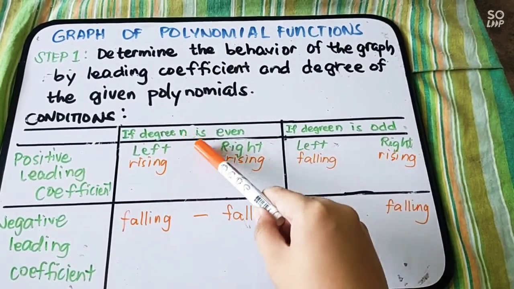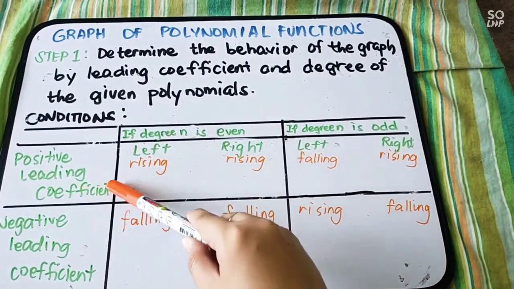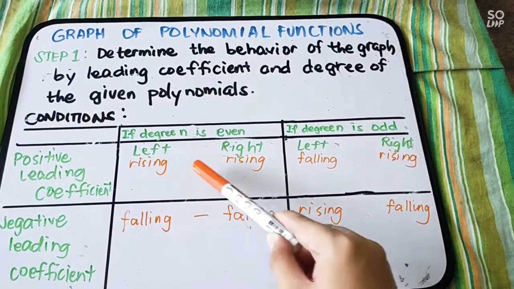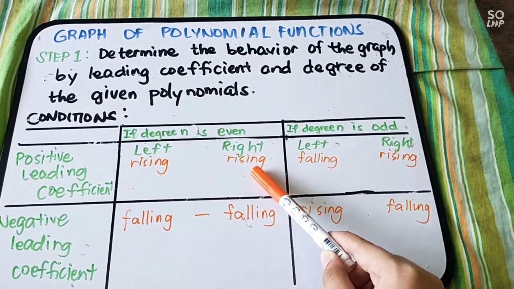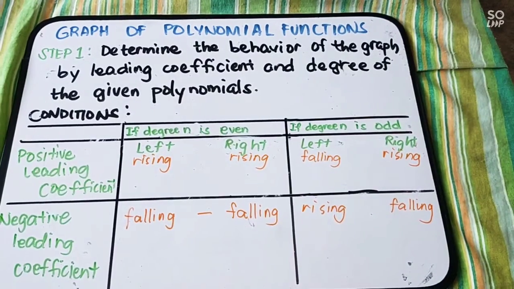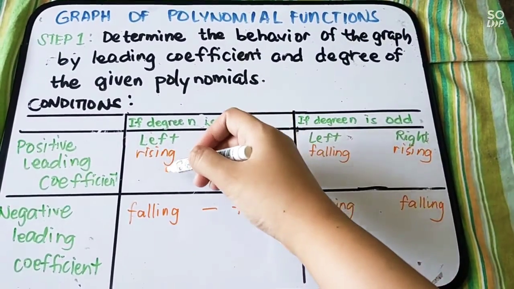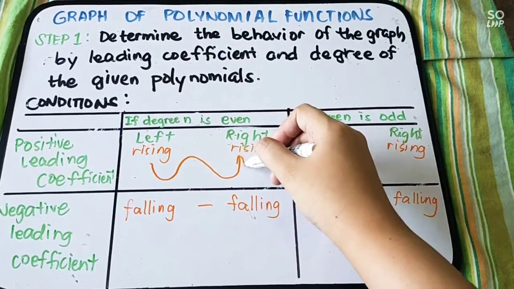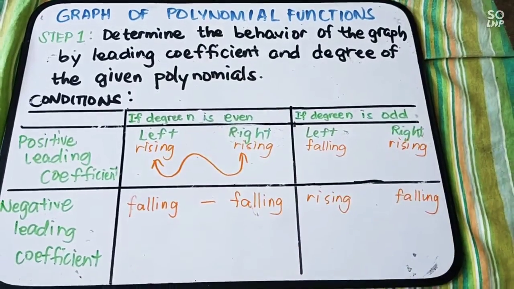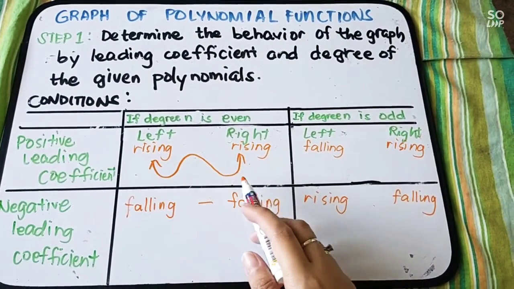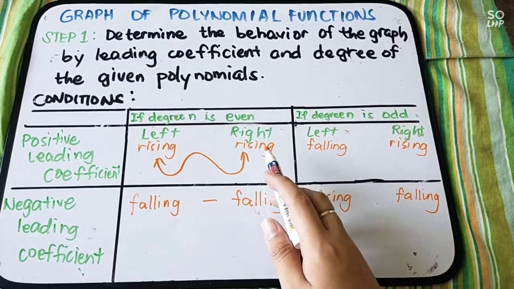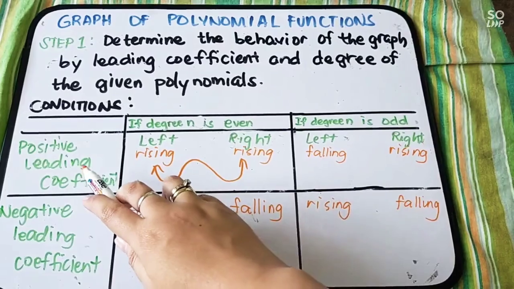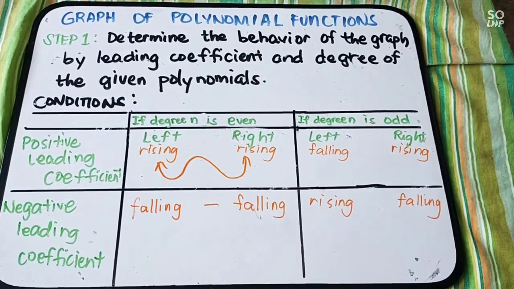If the degree n is even and the leading coefficient is positive, the graph is rising to the left and it is rising to the right. When you say rising to the left or rising to the right, it is just like this one. So that is the graph. It rises to the left and also rises to the right. That is our condition if the degree is even and the leading coefficient is positive.